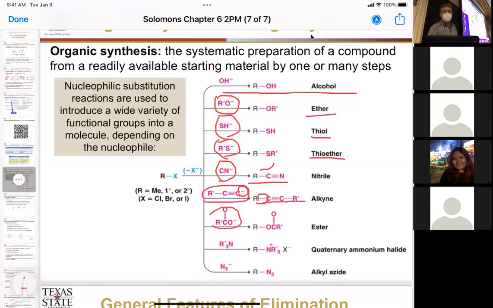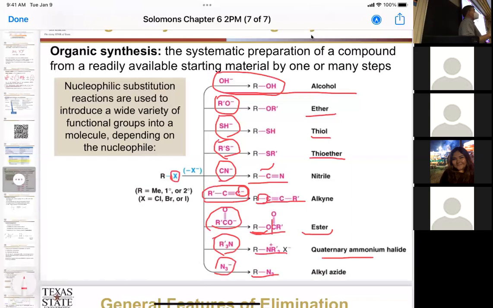If we use an acetate ion here, we're going to get an ester. Notice that the alkyl halide portion is going to be, if we clip this ester apart, in the alcohol portion. So really, it's kind of like this reaction up here, but we get a different functional group, an ester. If we use a tertiary amine, we can get a quaternary ammonium salt. And if we use azide right here, we'll get an alkyl azide. Okay, so that means all of these functional groups can be made by this same reaction. All you have to do is change your nucleophile.